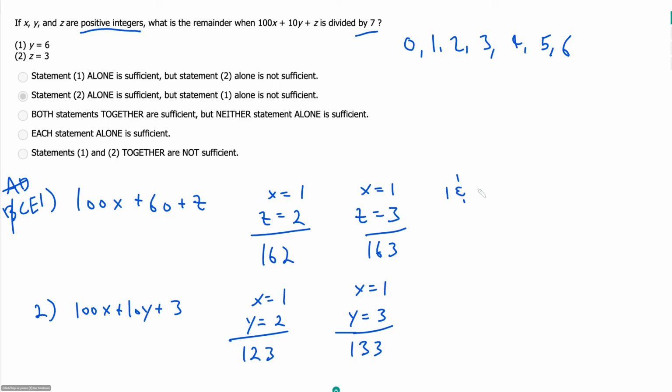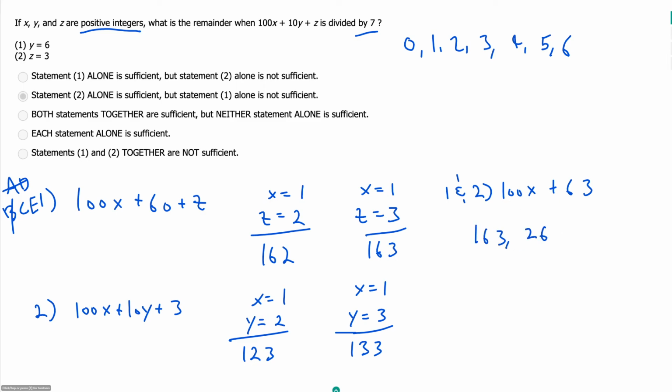Now looking at our statements together, we know y is 6 and z is 3. So we have 100x plus 63. And I might just test numbers again. When x is 1, we have 163, and when x is 2, we have 263.